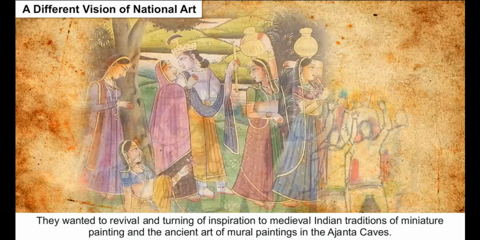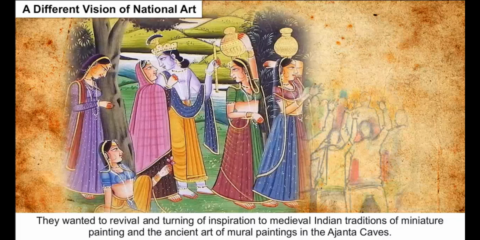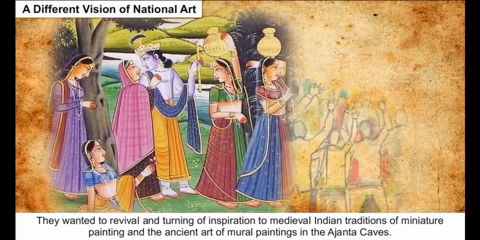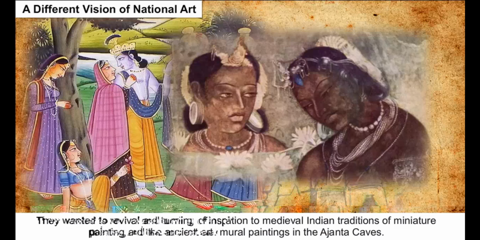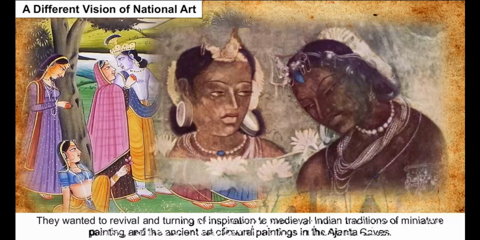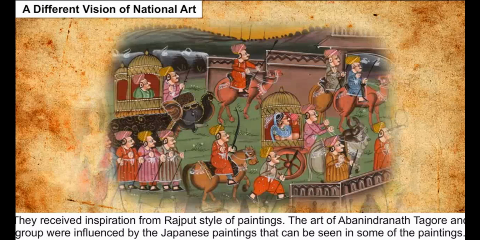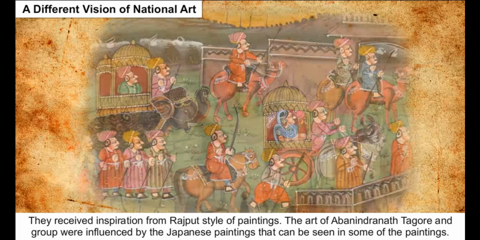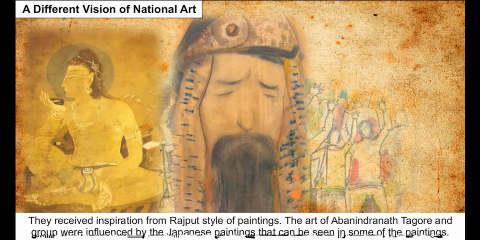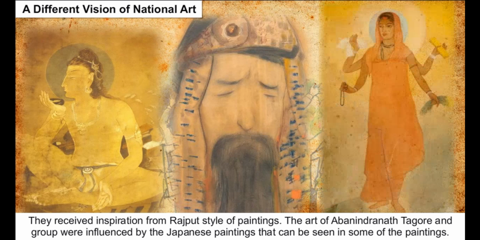They wanted a revival, turning for inspiration to medieval Indian traditions of miniature painting and the ancient art of mural paintings in the Ajanta caves. They received inspiration from the Rajput style of paintings. The art of Abanindranath Tagore and his group was influenced by Japanese paintings, which can be seen in some of the paintings.